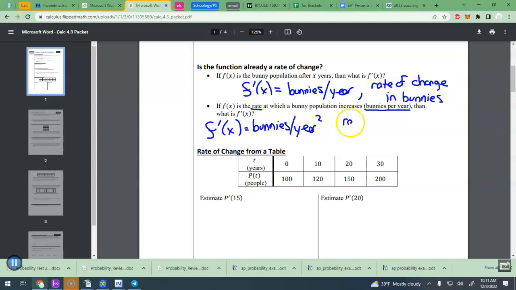And this would be the rate of change of the rate of change of bunnies. So you can think about it like the acceleration. The bunnies, we might be getting more of them or less of them. Are we getting more of them at a faster rate? Is the rate that the bunnies are growing also increasing? Or is the rate that the bunnies are growing decreasing?